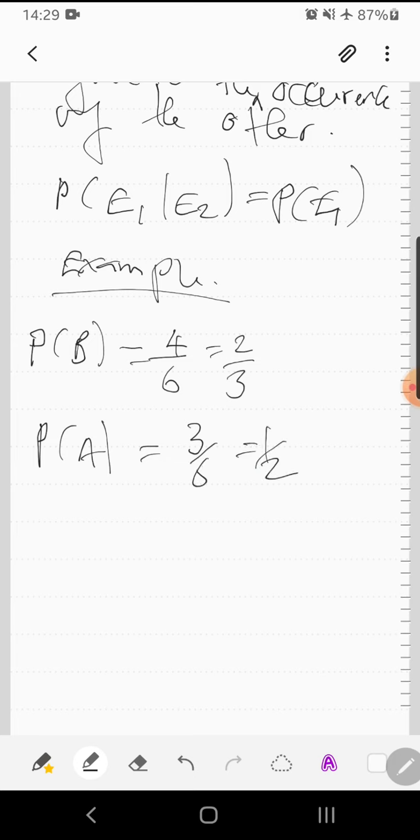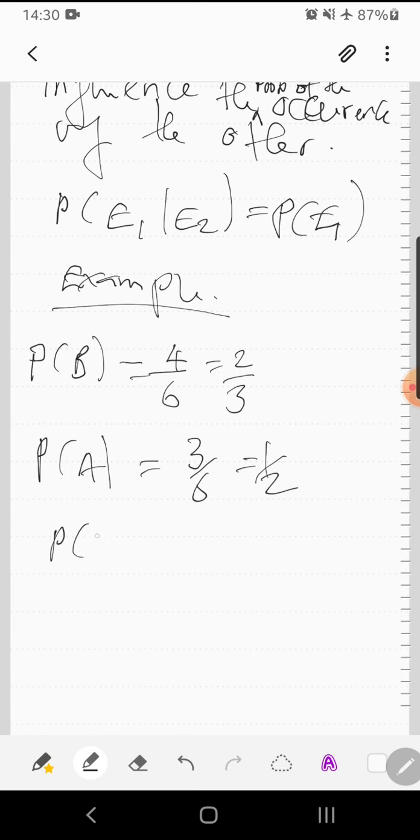Now the question is: are events A and B independent? Remember we have to use this statement: the probability of B given A is supposed to be the probability of B. So we need to find the intersection. The number is less than or equal to 4 and also an even number. You just have two numbers there: 2 over 6, which is 1 over 3.